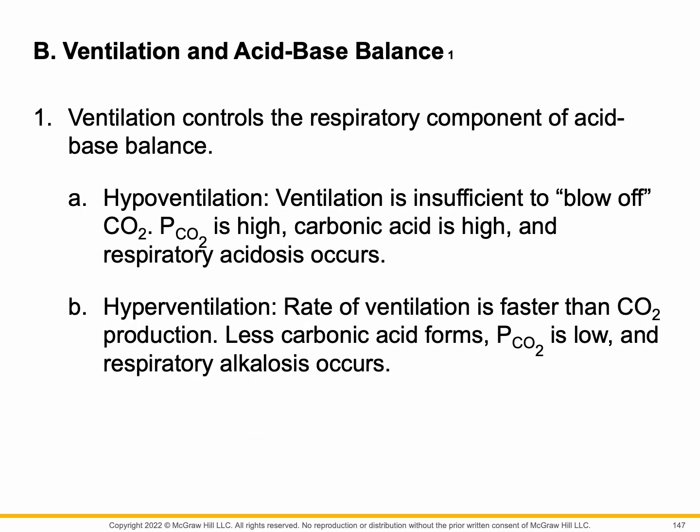Note that ventilation controls the respiratory component of acid-base balance. Hypoventilation, when ventilation is insufficient to blow off the carbon dioxide, pressure remains high, carbonic acid is high, and respiratory acidosis occurs. When the rate of ventilation is faster than the carbon dioxide production, in the case of hyperventilation, less carbonic acid forms, so the carbon dioxide pressure is low and respiratory alkalosis occurs.